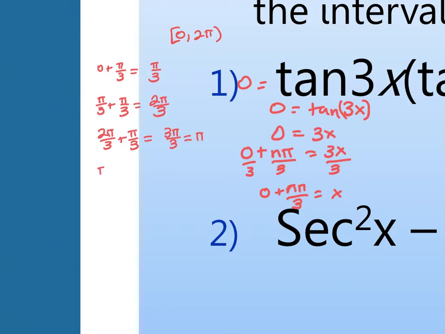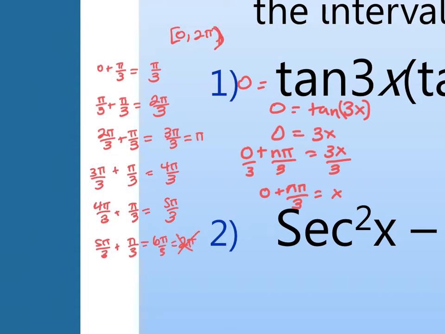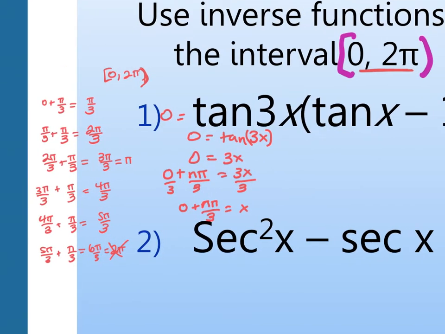That's still between 0 and 2 pi, so I got to keep going. Pi plus pi over 3. This is 3 pi over 3, so that's 4 pi over 3, still in between 0 and 2 pi. 4 pi over 3 plus pi over 3 is 5 pi over 3, still between 0 and 2 pi. If I add it one more time, I get 6 pi over 3, which is 2 pi, and I say stop before that, so I don't include that. So that part of my answer has all of these: 0, pi over 3, 2 pi over 3, pi, 4 pi over 3, and 5 pi over 3.